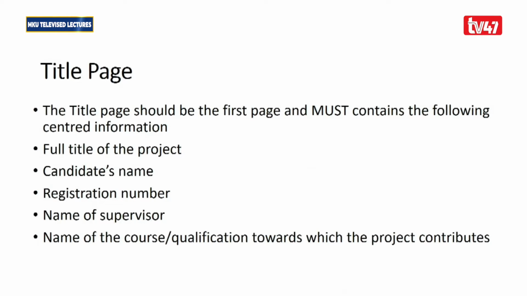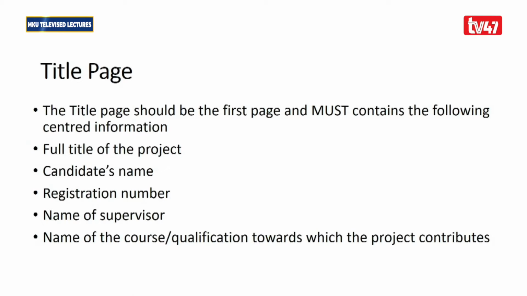Now, the title page is usually the first page of the proposal, and it must contain the following in a center kind of alignment. The first thing it should have is the full title of the project. Every first page should have the title of the proposed project. Then it should have the candidate's name, the registration number. You all have a registration number, so it should have your registration number. It should have the name of your supervisor, and then it should have the name of the course you are doing and the qualification towards which the project proposal contributes.